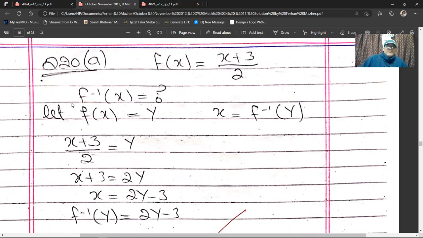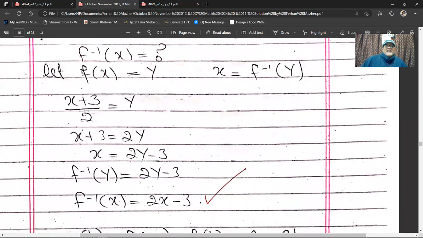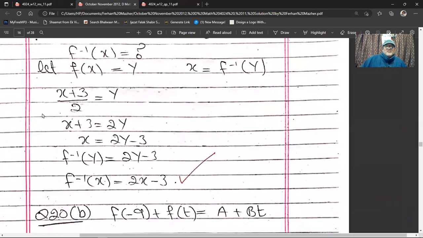In this, in place of f of x, I will put its formula. So x plus 3 divided by 2 equals y. I will make x the subject of the formula. So I will make x alone on this side. 2 will go to the other side. So x plus 3 will be equal to 2y. So x will be equal to 2y minus 3. In place of x, I will write f inverse of y. So f inverse of y is equal to 2y minus 3.